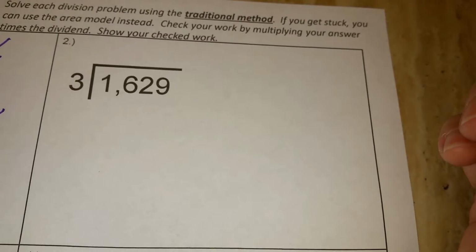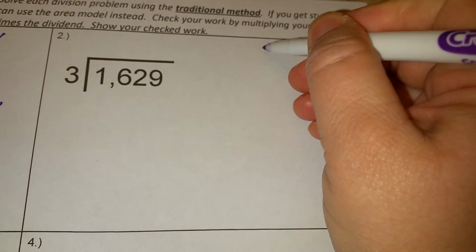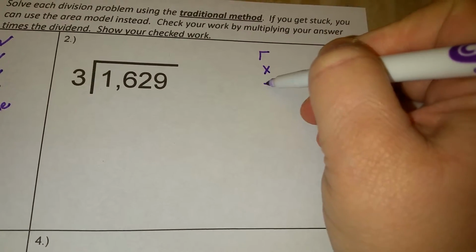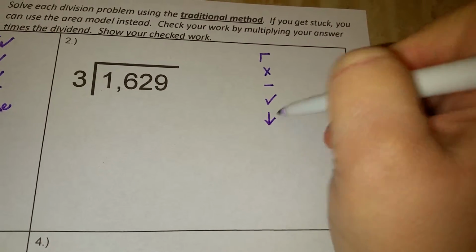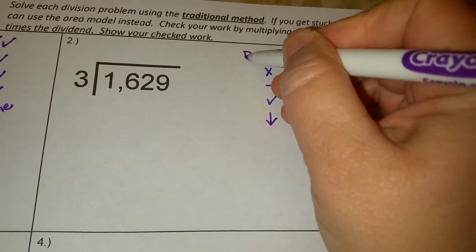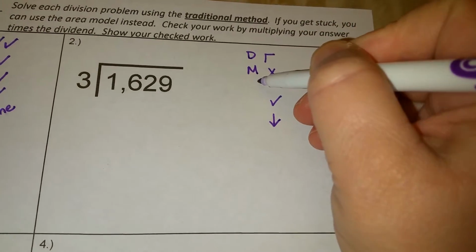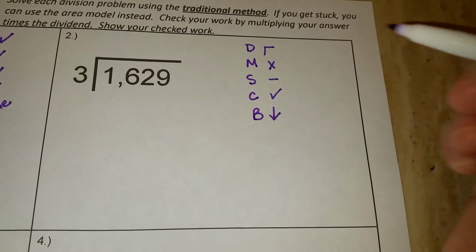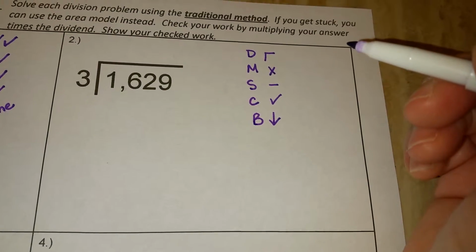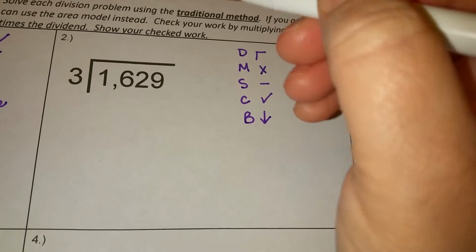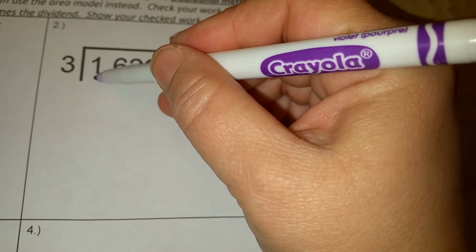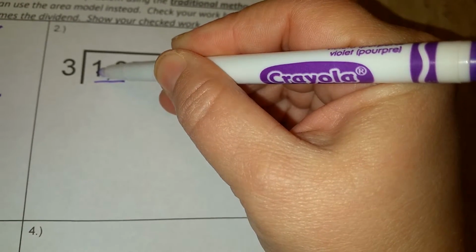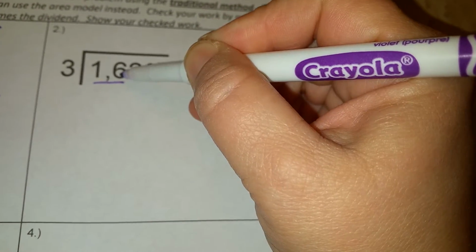Okay, so hopefully you've tried working that problem out and you've written out your steps. Divide, multiply, subtract, check, bring down. Or we can also say, does McDonald's serve cheeseburgers? Those are the steps to help us remember what to do. Now we're going to say, how many groups of 3 are there in 16? And remember, we know there's no groups of 3 in 1, so we're going to look at 16.